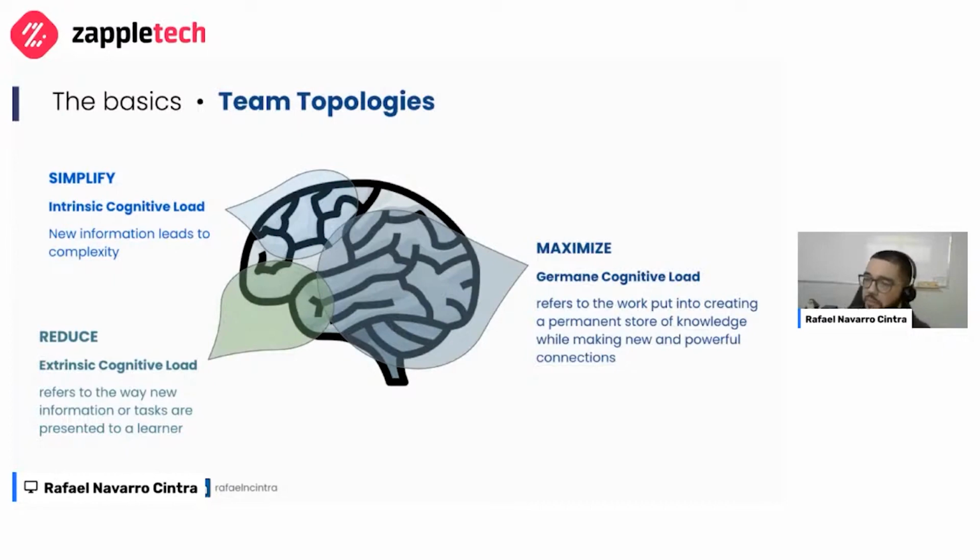So usually when we are trying to learn something or we are trying to execute a task, we should be simplifying our intrinsic cognitive load. That basically translates into new information that we are acquiring. And usually new information leads to some kind of complexity, because you need to absorb that new information. You probably need to translate it into something that you can use.